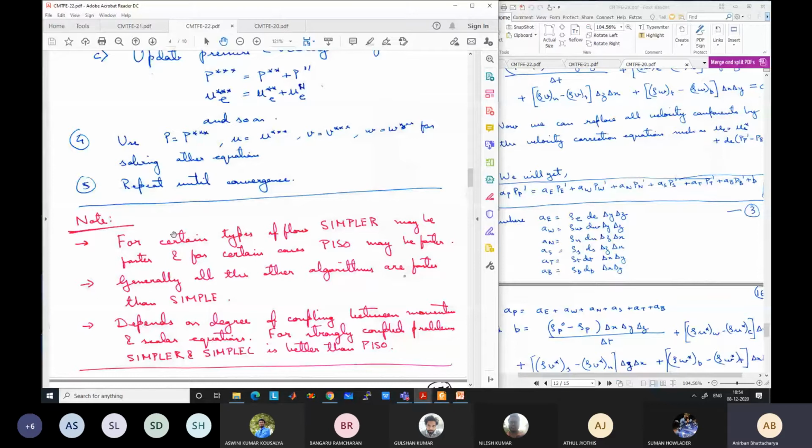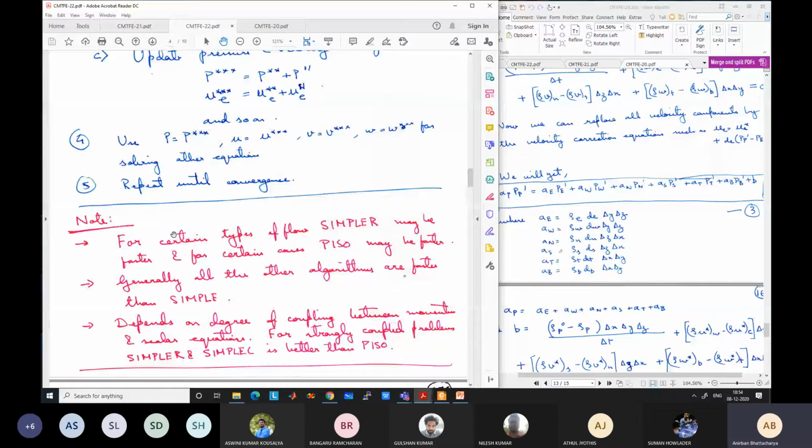It has been seen. Again, this is just empirical evidence based on studies, not something mathematically proven, like based on rate of convergence. This is just empirical. After doing a lot of comparison, people have come to this conclusion that in some cases where the problems are very strongly coupled, we get better results with the SIMPLER algorithm. Maybe it is better to use SIMPLER. In some cases where it is not so strongly coupled, might be PISO is the better algorithm.